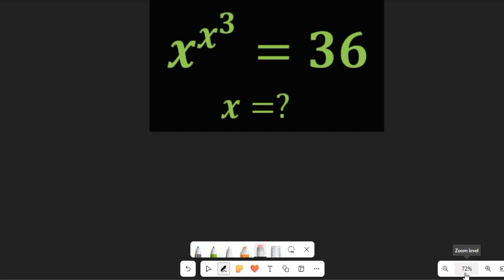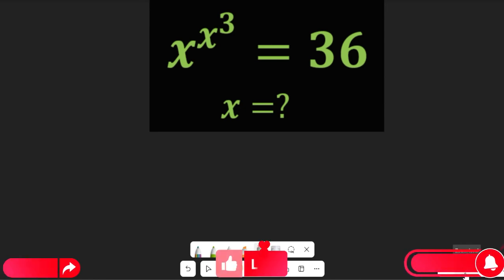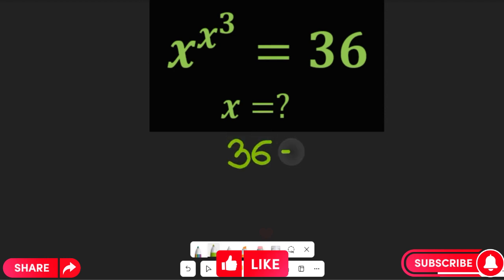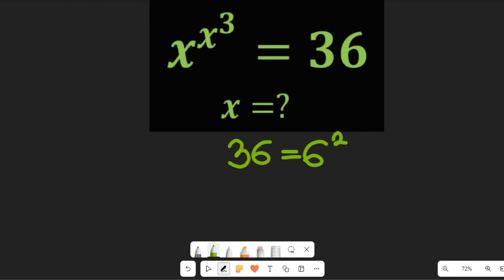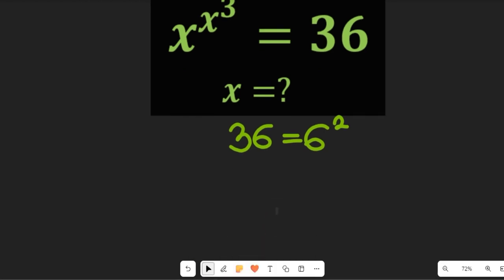Find the value of x in this nice exponential equation. Let's consider the value of 36. From here, you can see that 36 can be equal to 6 to the power of 2, right? So if 36 can be equal to 6 to the power of 2, that means we can replace 36 with 6 to the power of 2.